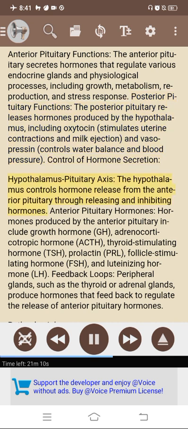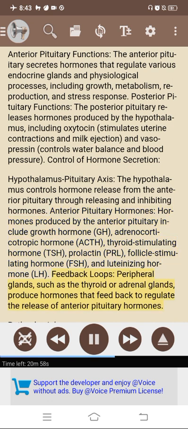Control of hormone secretion. Hypothalamus pituitary axis. The hypothalamus controls hormone release from the anterior pituitary through releasing and inhibiting hormones. Anterior pituitary hormones. Hormones produced by the anterior pituitary include growth hormone (GH), adrenocorticotropic hormone (ACTH), thyroid stimulating hormone (TSH), prolactin (PRL), follicle stimulating hormone (FSH), and luteinizing hormone (LH).